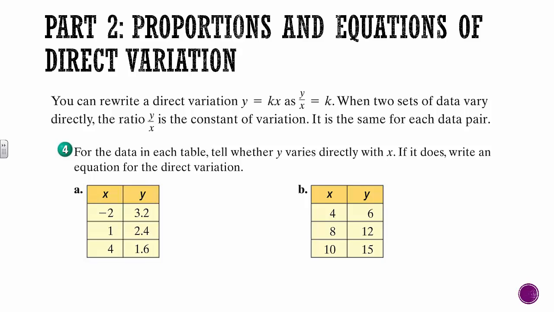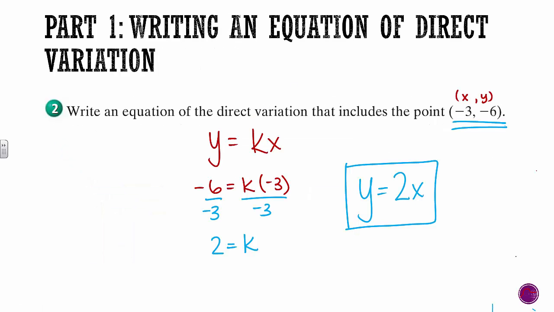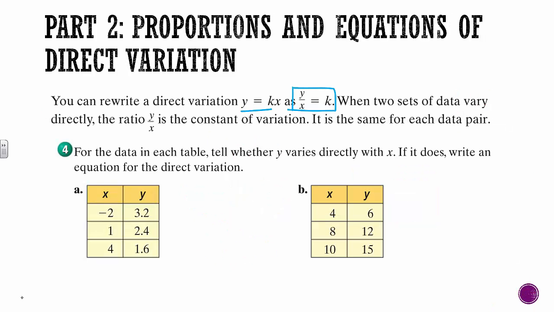So we can rewrite a direct variation equation like this. This is basically what we just did. We solved for k. We took what my y equaled, which was -6, and divided by x, and that gave us k. So when two sets of data vary directly, this ratio is the constant of variation, and it should be the same for each data pair.